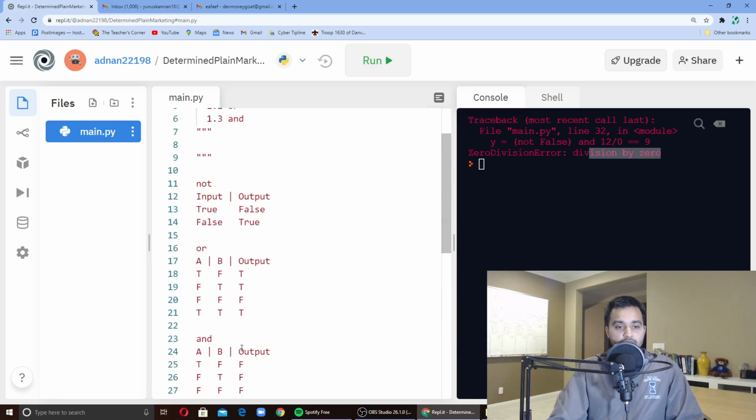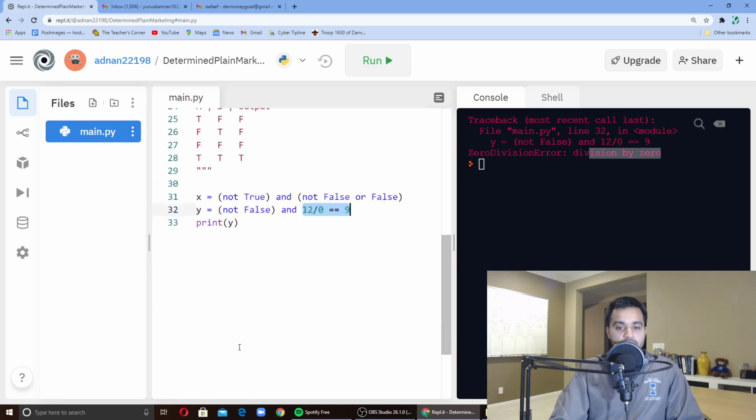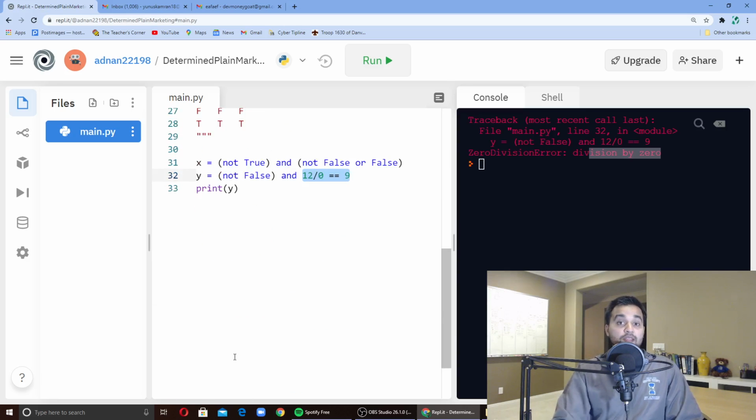And I think that's it. Booleans aren't that complex. Make sure you understand this, because when you go to conditionals later on, you need to have this as a prerequisite.